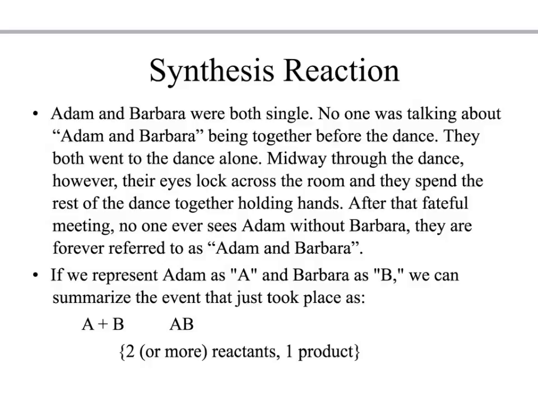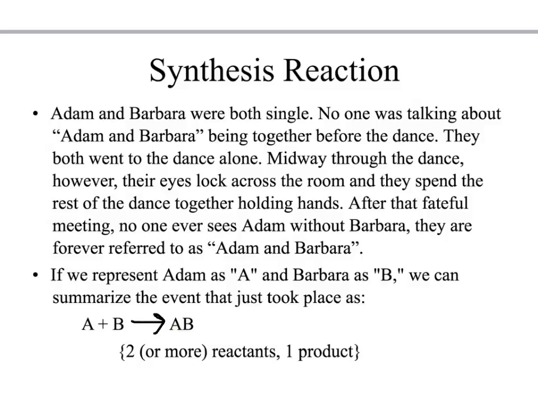If we represent Adam as A and Barbara as B, we can summarize the event that took place as A plus B. Okay, so here are our reactants, right? We've got A and B. They react together and they form or yield AB. This is an example of a synthesis reaction where you have two or more reactants and it will form a product. They are synthesizing or combining to form this product.